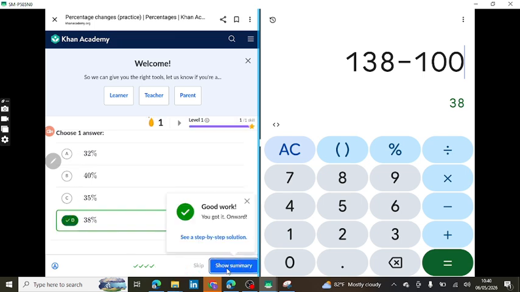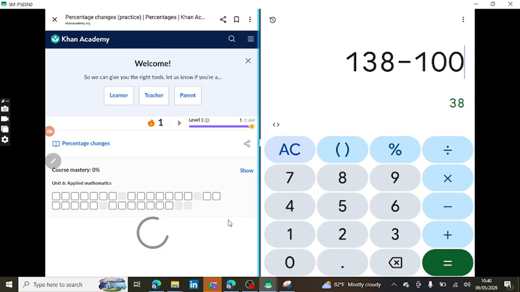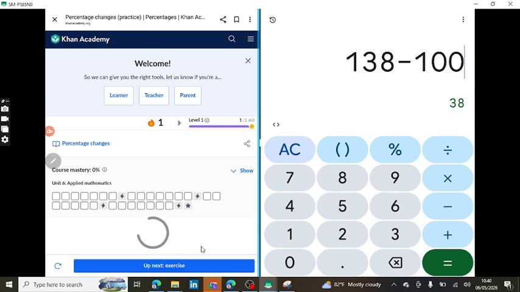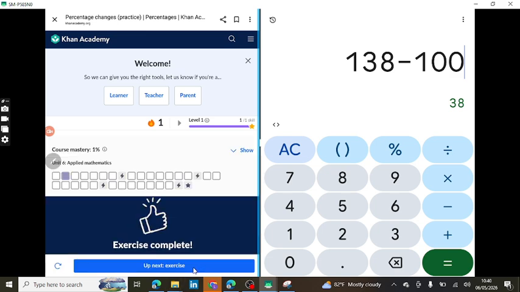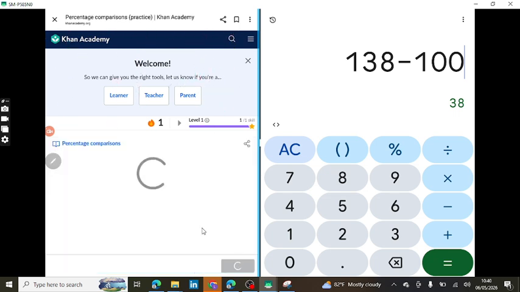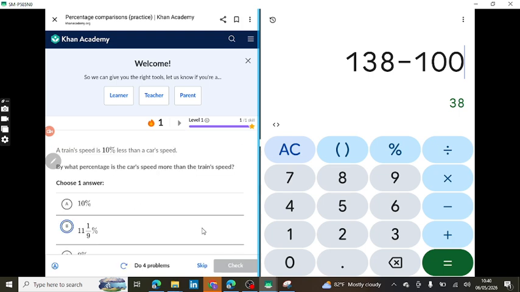I think we are done with this level. So you can always go up to the next exercise. So I'm just clicking this. I want to know what will come next. First, you want to practice more.